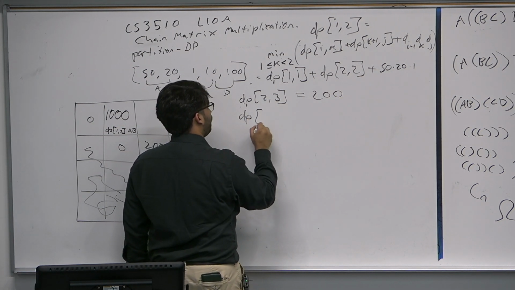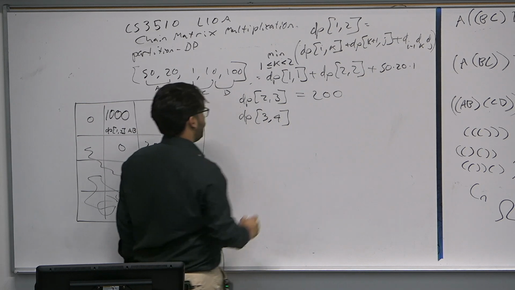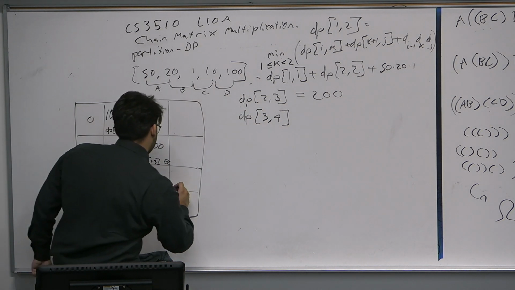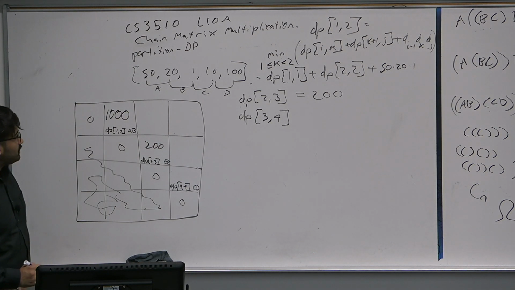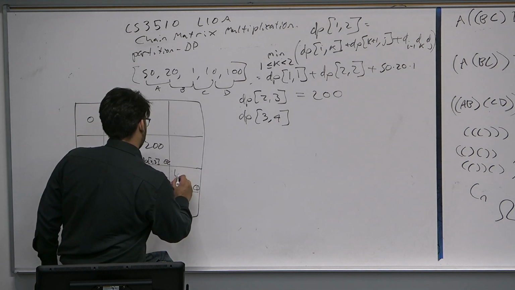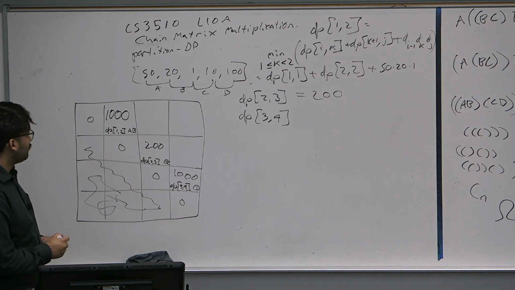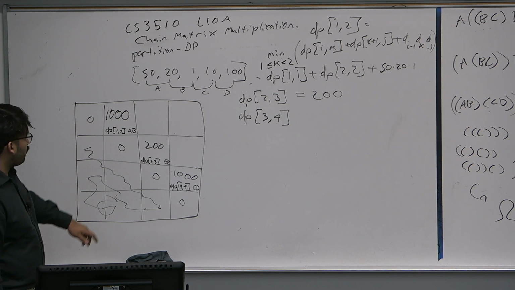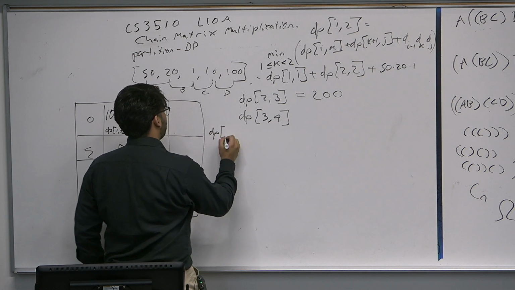And dp of 3 comma 4 is supposed to represent c times d, right? And what is c times d going to give us? 1 times 10 times 100 is 1,000. Let me just double check myself. Yeah, okay. All right, so now we need to do dp of the next, this one. What is this one's entry?